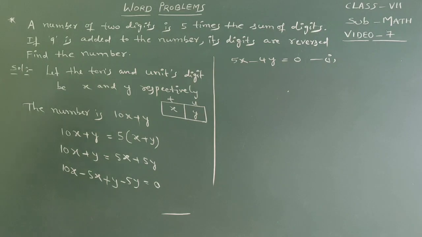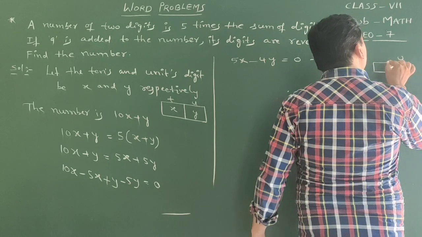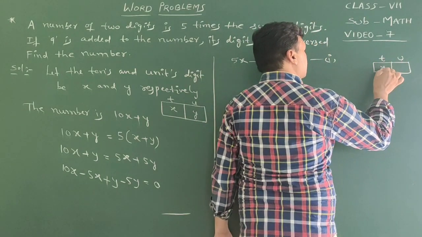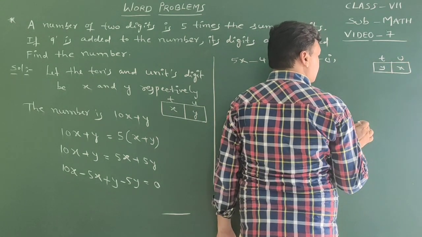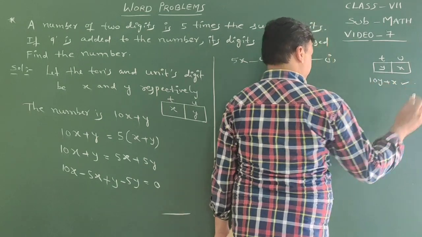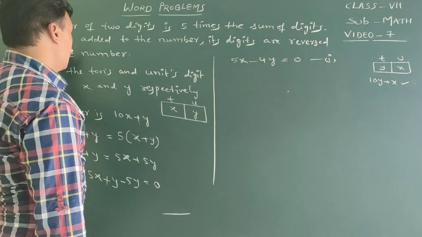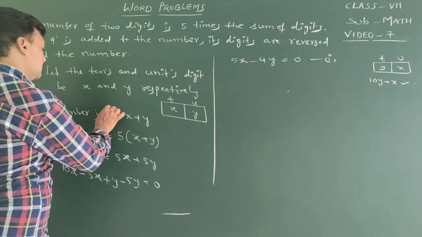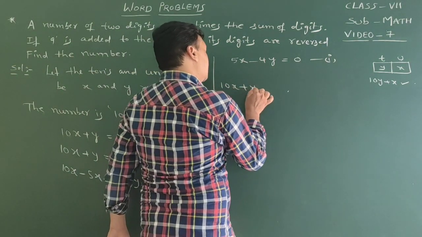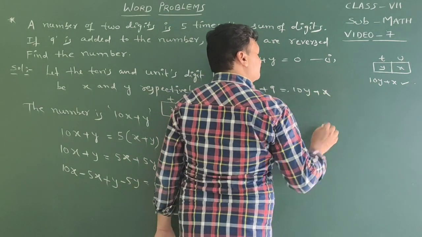Now 9 is added to the number. Its digits are reversed. Its digits are reversed means the units digit becomes the tens digit and the tens digit becomes the units digit. After reversing, the number is 10y plus x. Now 9 is added to the number. Here what is the number? 10x plus y is the number. So 10x plus y plus 9 equal to 10y plus x.